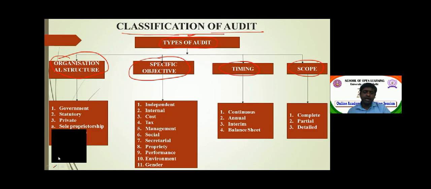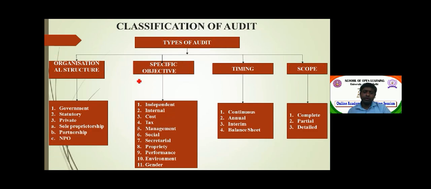So just briefly, I'm going to give you an overview of types of audit. We have four different types of audit on the basis of the organizational structure, on the basis of specific objective, on the basis of timing, and on the basis of scope. This is what we are going to cover in today's class. So talking about the organizational structure, we have government audit, statutory audit, private audit, sole proprietorship, partnership, NPO.